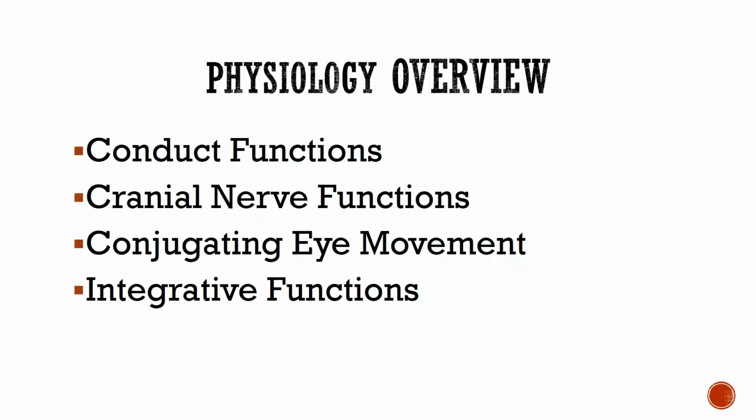So now I'm going to move on to the physiology part. The brainstem is responsible for four different types of functions. It is responsible for the conduction functions throughout the body, functions of cranial nerves 3 through 12. It is responsible for conjugating eye movement. It is responsible for several different integrative functions.